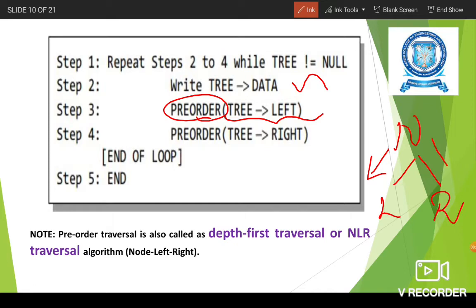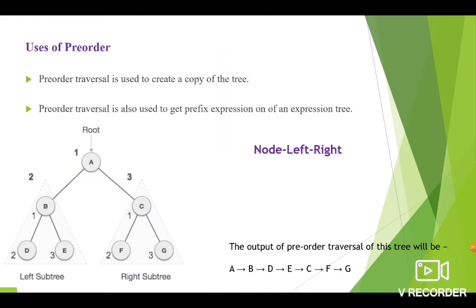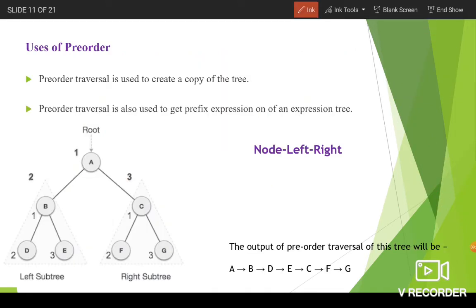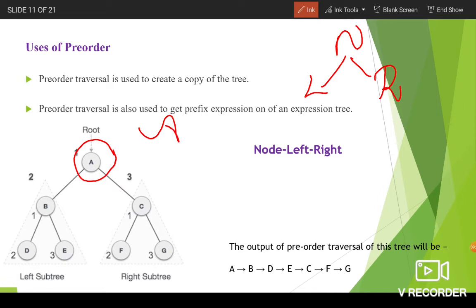After traversing the left subtree, we move on to the right subtree, that is, traverse the right subtree, calling the same function preorder, but the argument is the right subtree of the given tree. We will see one example. So what is preorder? Node, then left, then right. First the root node is printed, that is A.